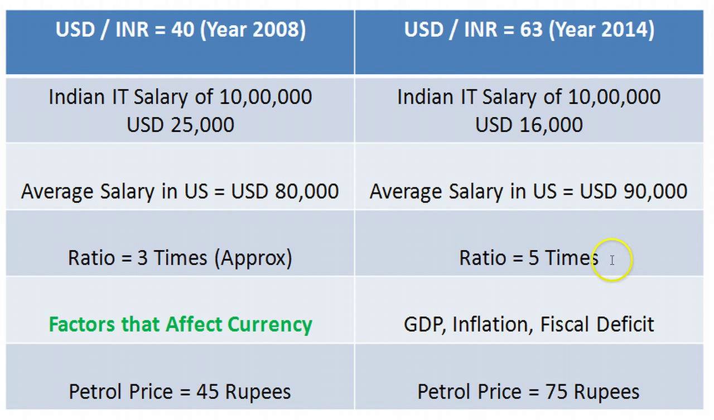So what does this ratio mean? It means that from a management perspective, instead of employing one US guy, they could have employed only 3 Indian resources. But today, because of the currency conversion, they can actually employ 5 people in India. So it makes all the more sense for a US company or even an Indian IT company to have more resources in India.